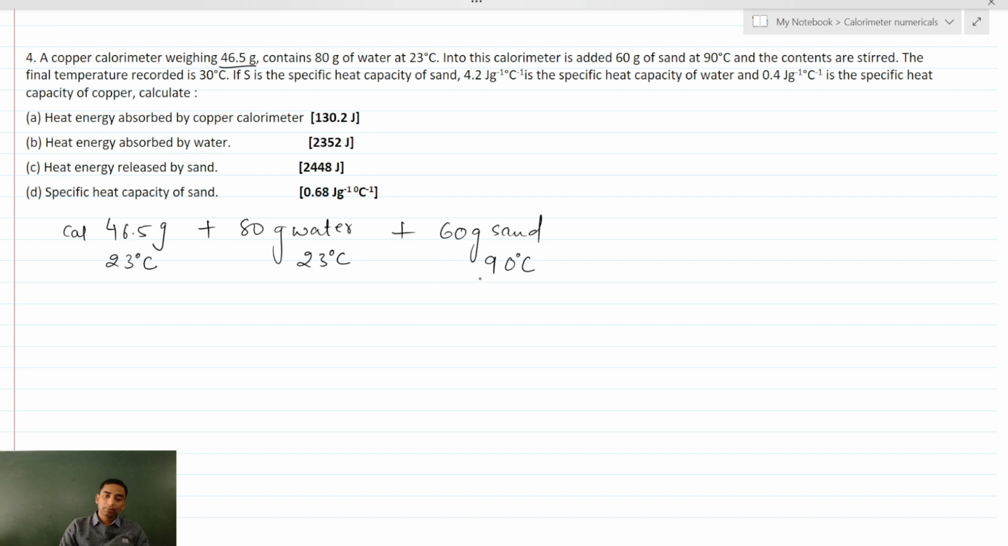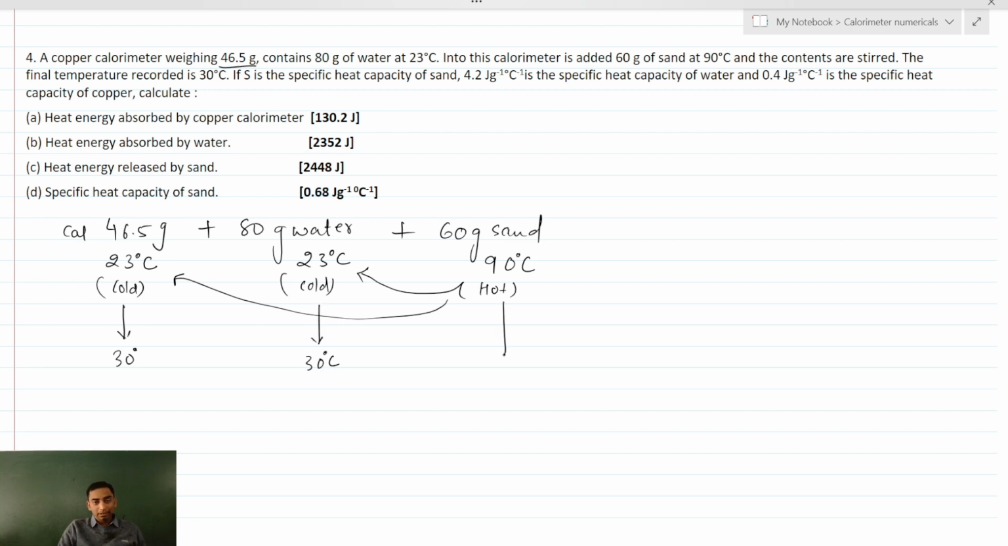Now, how come it is possible? Because this is a hot substance and these two are comparatively cold. So the heat transfer actually takes place from the sand into the vessel and the water. So what is going to happen? The temperature of the sand is going to decrease and the temperature of the water and the calorimeter is going to increase, and the final temperature is recorded as 30. So the sand goes down to 30 degrees, and the vessel and water increase to 30 degrees. So this is heat lost, of course, and this is heat gained, and this is also heat gained.